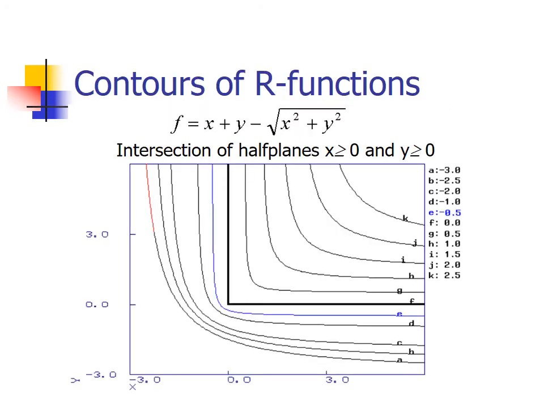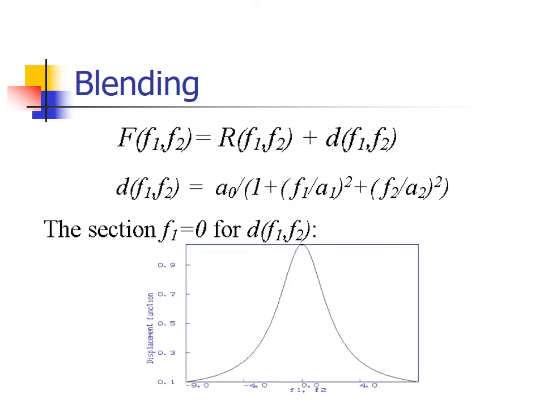This slide shows R function contours with different contouring thresholds. You can see that the contour with straight intersection has 0 threshold. Other contours are smoother. The blending operation allows to mix primitives. The statement for this binary operation is shown on this slide.